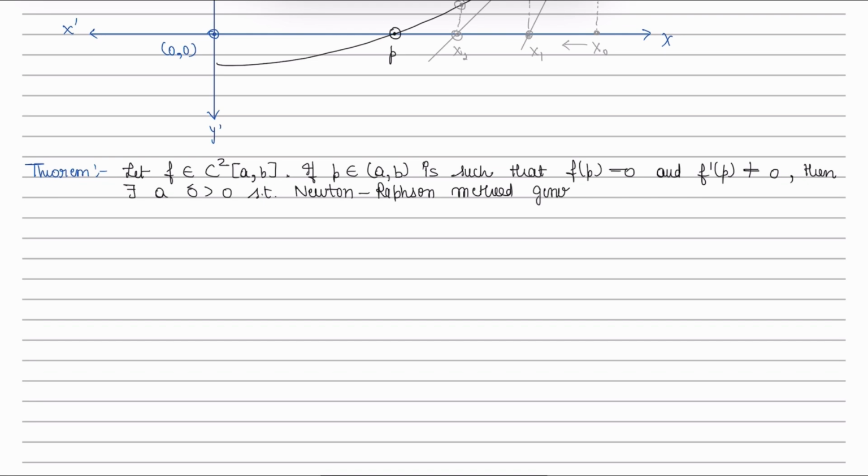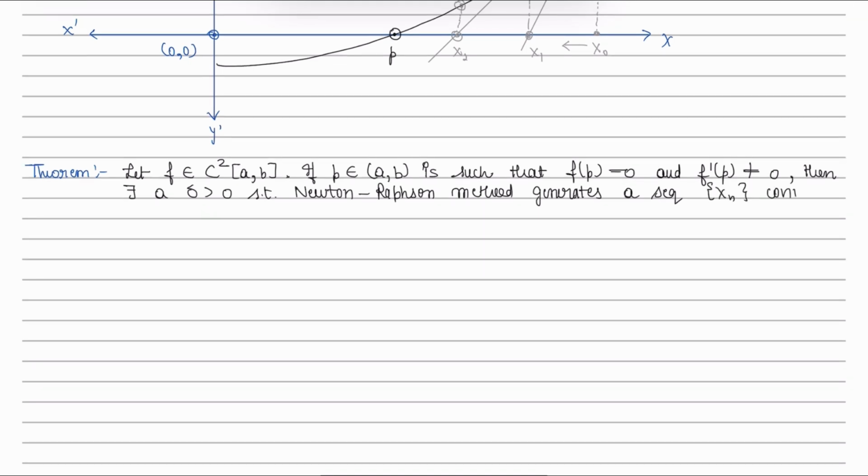generates a sequence xn converging to P for any initial approximation P naught from the interval P minus delta to P plus delta.